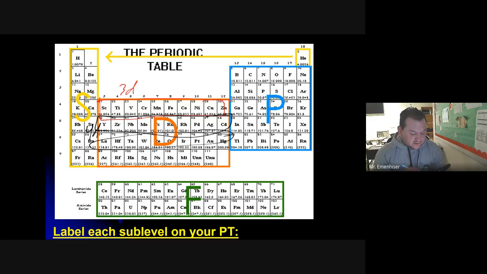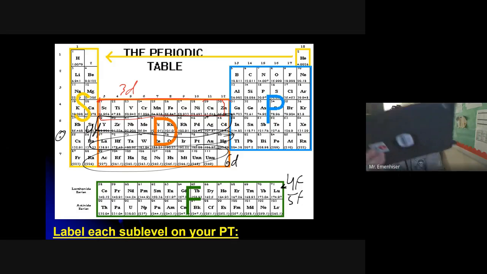Next one is the 5D. The next one is the 6D. Okay? And that's all the Ds that we have. All right, and then the F, there's the 4F, which is this one, even though it might look like it's the 6F based on the numbers here, but it's called the 4F and the 5F. Okay?